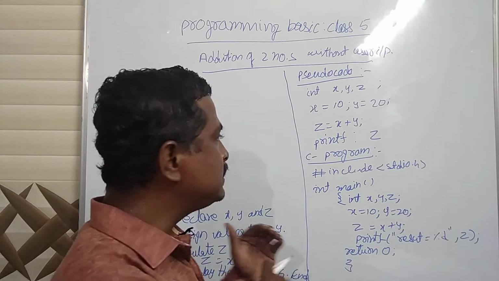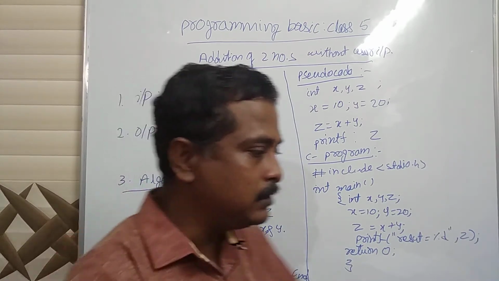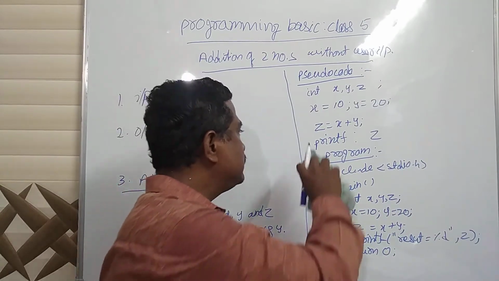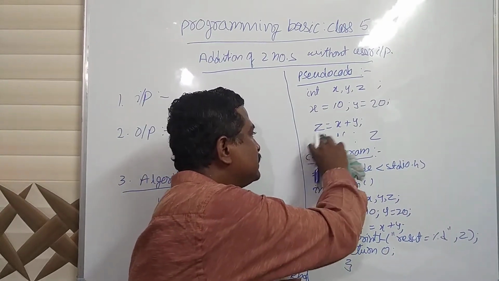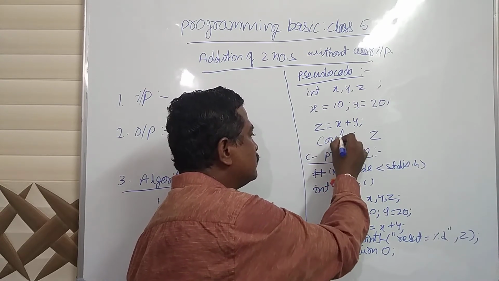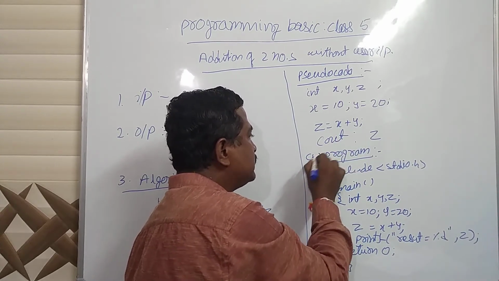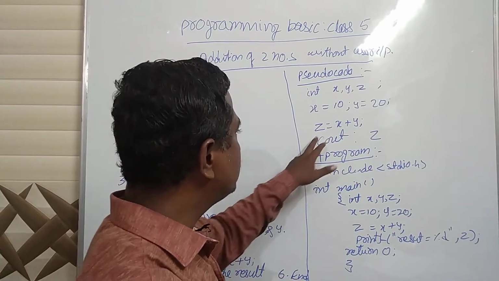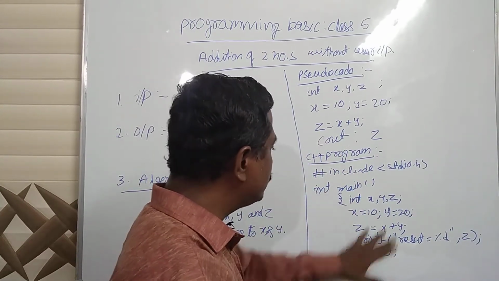Now C and C++, there is not much change. So what you have to change is just this printf. In C++ language, it will be cout. That's it. It is a C++ program. Okay, in C++ program, just printf will be cout. Everything else will be the same.